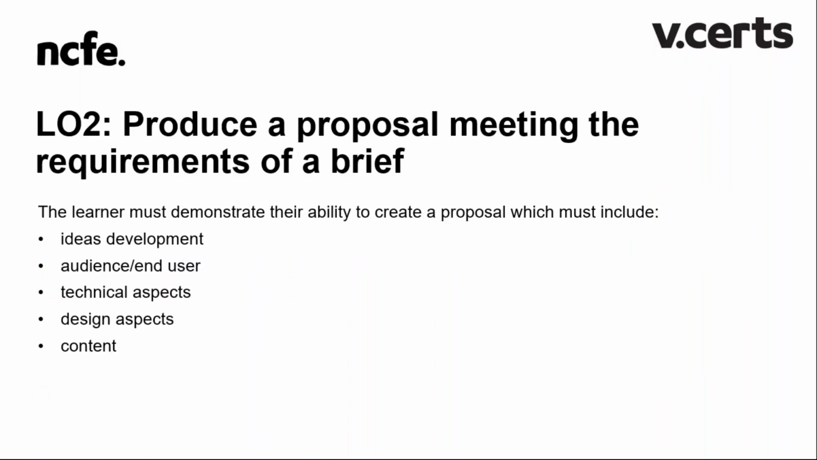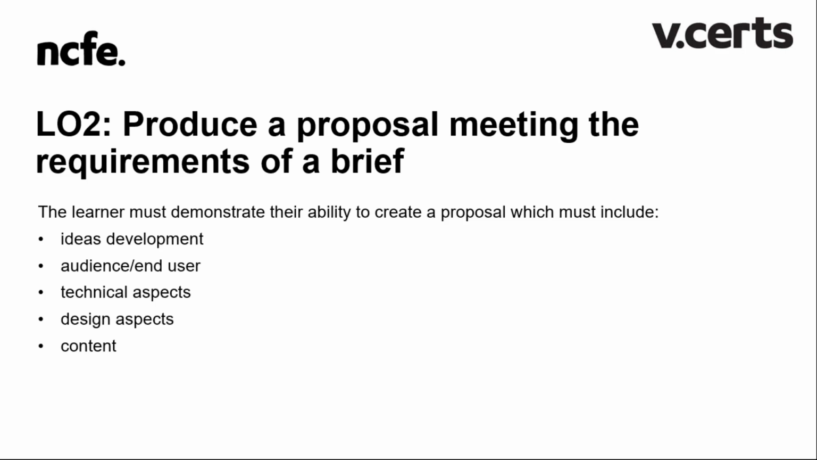So learning outcome 2, as touched on briefly in learning outcome 1, this is the part of the unit that learners will produce the proposal. So they've got some understanding now of what's required to be in that proposal from learning outcome 1, and now this is where they will actually create a proposal based on the requirements of a brief. And again, that's the brief that the assessors have provided learners with.